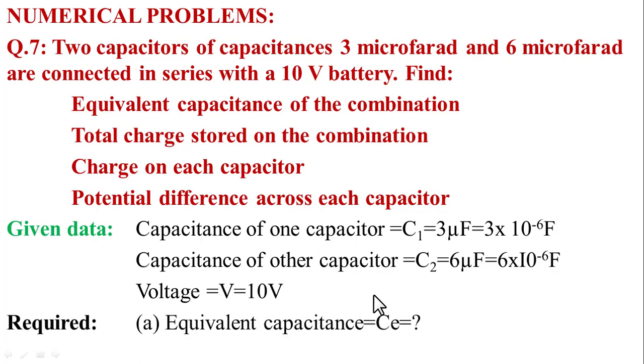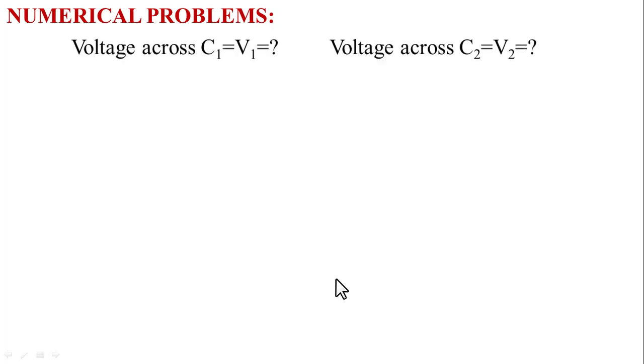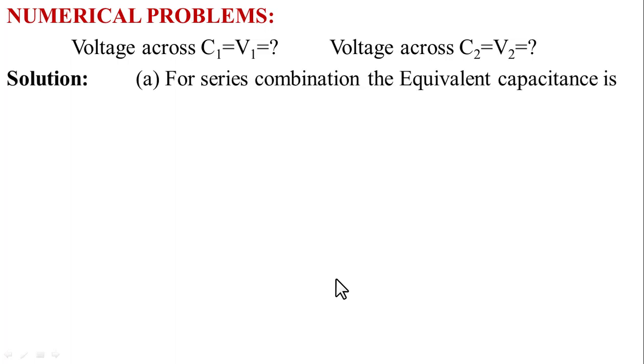Here we are required to find the equivalent capacitance CE, and also in part B the total charge stored, denoted by Q, and in part C the charge on each capacitor. The voltage across C1 is V1 and the voltage across C2 is V2. Now we can find the first part.